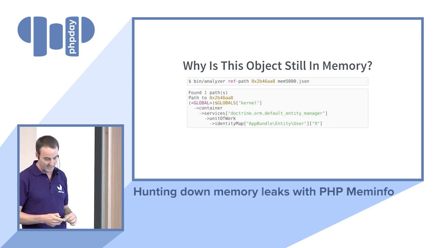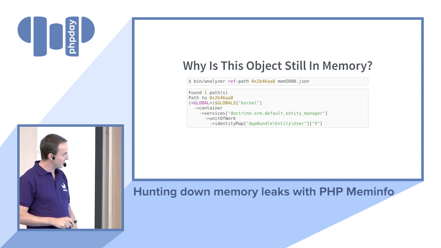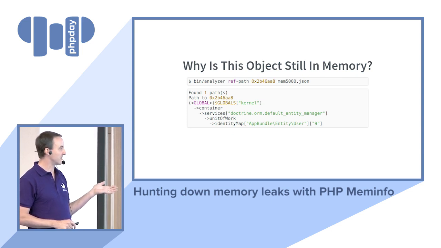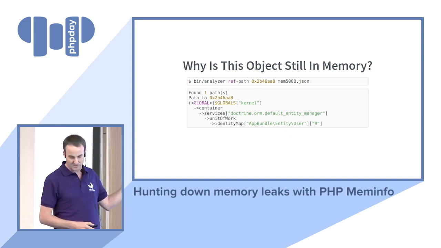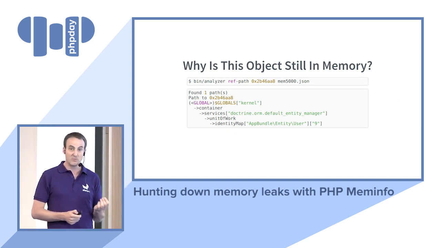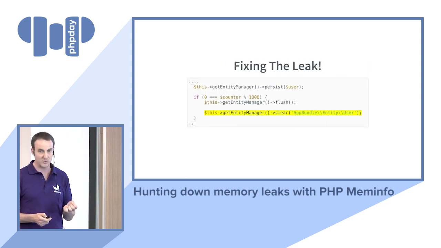When I run this analyzer, I get this result. It's better to read it from the bottom. Here, I know that my object, the one I found before, is inside an array, which is the identity map of the unit of work. The unit of work is part of my entity manager, which is itself inside the service container of Symfony, which is itself inside the kernel, which is in $globals, which is a dark little secret of Symfony, that the kernel is inside $globals. So now I know that my object is still in memory because Doctrine is still keeping it in memory. So I know that the fix will be about clearing my object from memory.